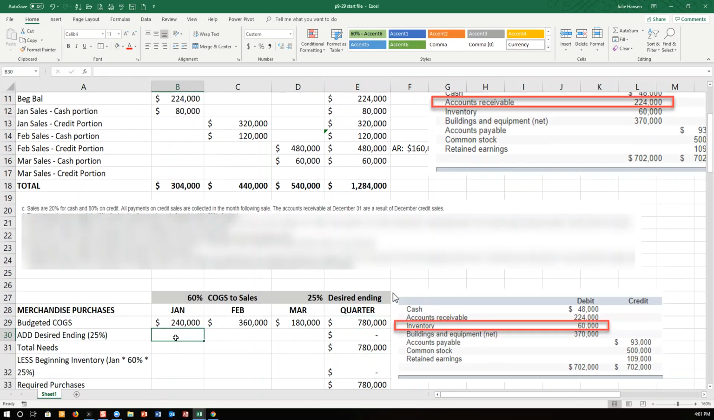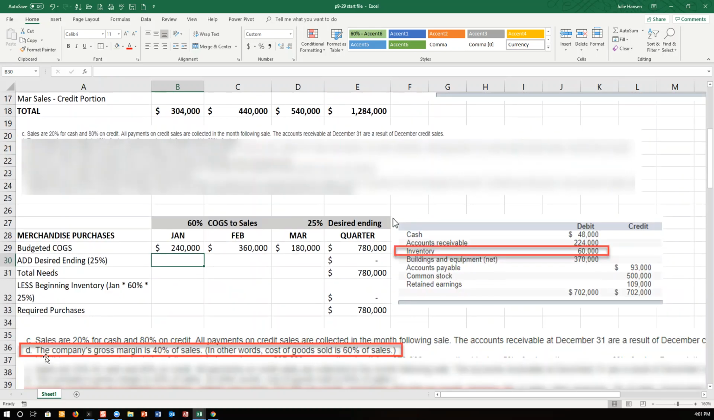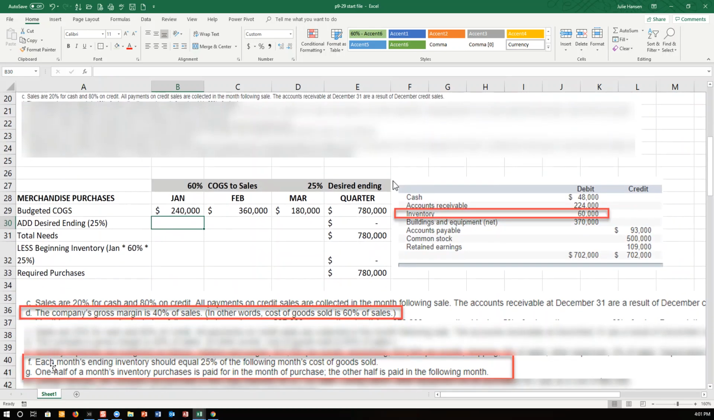Now, when it comes to the desired ending inventory, the information that was given to us is down here. It says for each month's ending inventory, it should be 25% of next month's cost of goods sold. That seems pretty straightforward. For January, I need next month's cost of goods sold, which is here, and I need 25% of that. So I'm going to take this and multiply it times 25%, and that's my desired ending inventory for January.